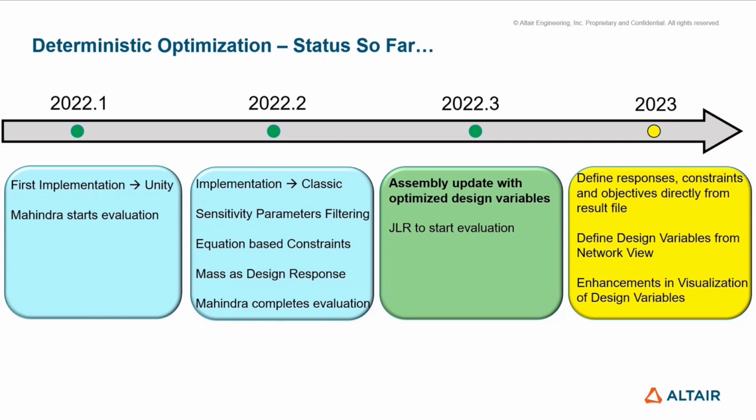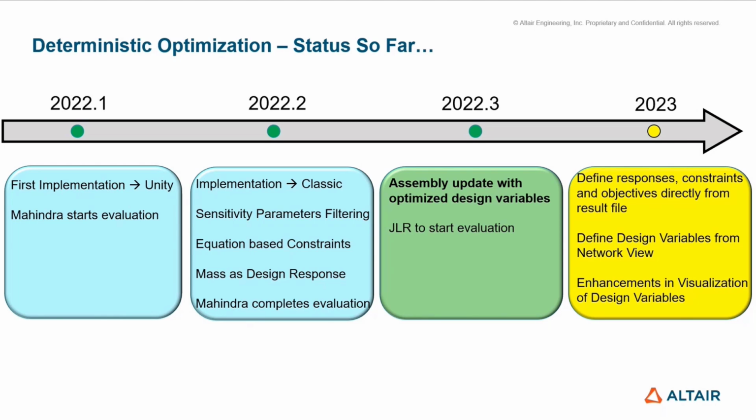In this release, 2022.3, what we were majorly working on was a mechanism so that the assembly is updated with optimized values of design variables in very few clicks. Basically, we wanted to make this process very, very easy. We had a couple of rounds of discussion with JLR, and JLR is going to start the evaluation of this functionality pretty soon. Going ahead for 2023 and the next releases, we have some more enhancements in the pipeline, which are listed below.